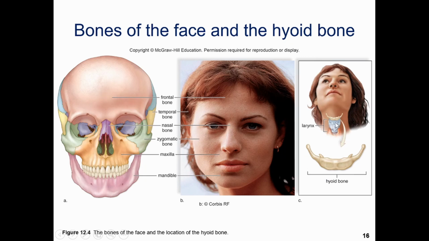And then here's where we see the hyoid. Again, it's nearby with the larynx. Again, it does not articulate with a different bone. It's going to connect with things like muscle and other connective tissues, but not bone.